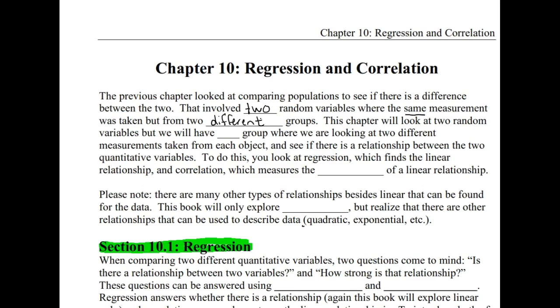So this chapter will look at two random variables, but in this case we will have just one group where we are looking at two different measurements taken on the same object. In the last section, in the paired studies, we had two measurements of the same variable taken on either same or paired objects. Now we're going to see if there's a relationship between the two quantitative variables. To do this, we look at something called regression, which we'll get into later in this section, which finds the linear relationship, and correlation, which measures the strength of the linear relationship.